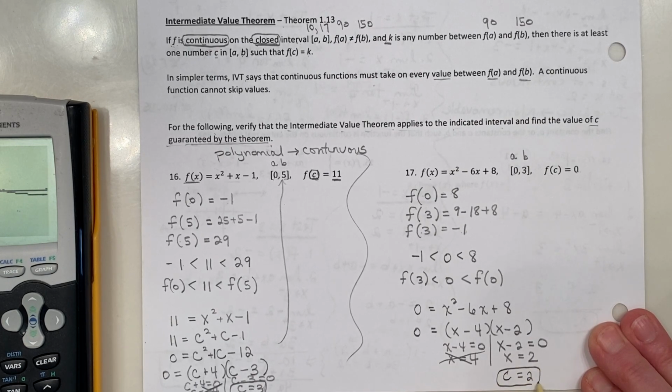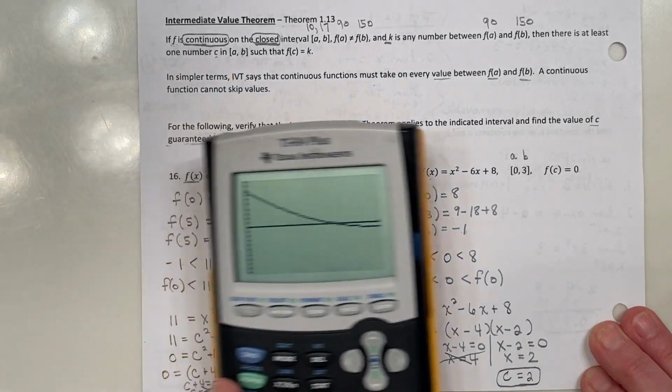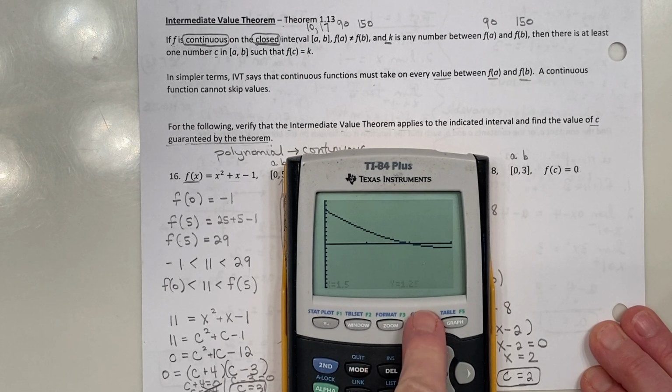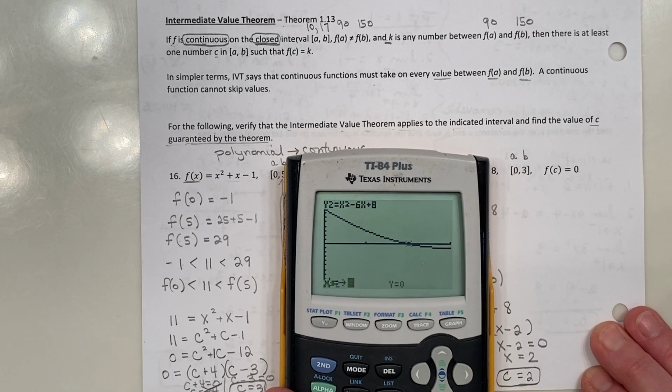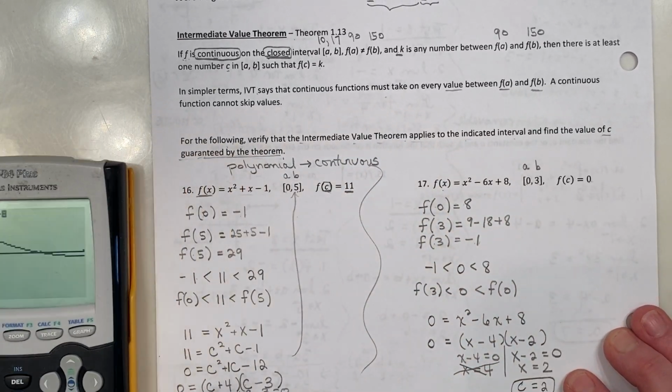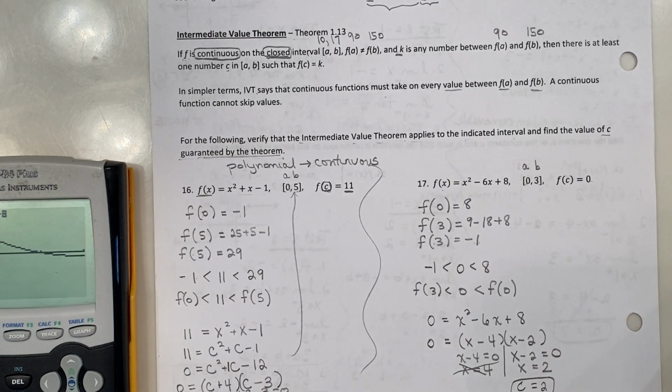You can keep with x or you can keep with c. Let's look back at our graph. If I hit trace and I hit 2 and I press enter, yes, the y value will be 0. So that's how we'll look at the intermediate value theorem.